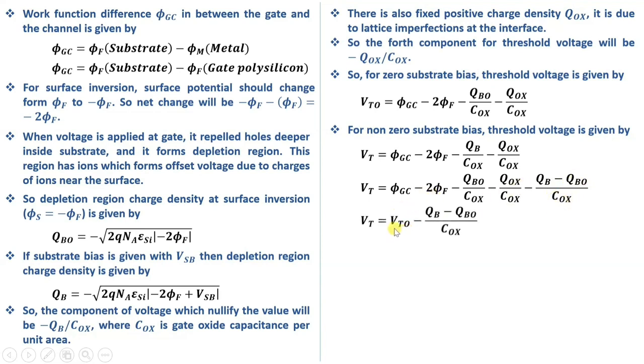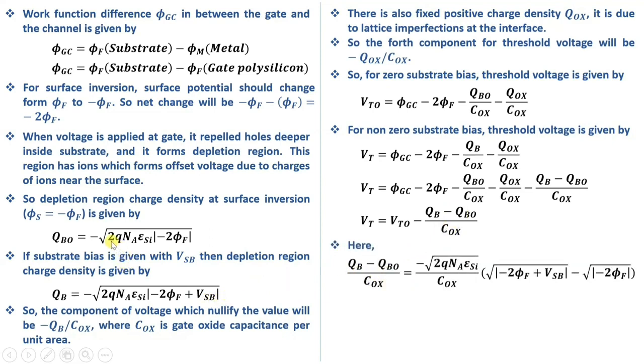So if you rewrite this, we can say VT is equal to VTO minus QB minus QBO divided by COX. Now, if you observe this term, QB minus QBO divided by COX, we can calculate it as per these two formulas. QBO is minus square root of 2QNA epsilon SI into mod of minus 2 phi F, and QB is minus square root of 2QNA epsilon SI into mod of minus 2 phi F plus VSB. So let us have this.